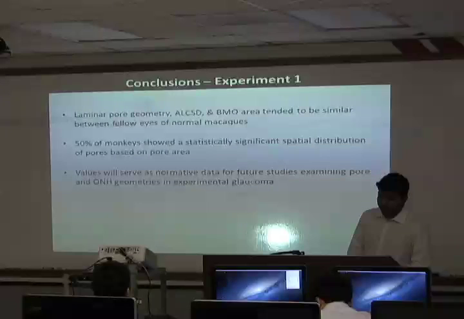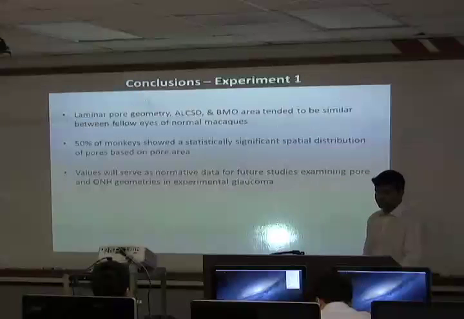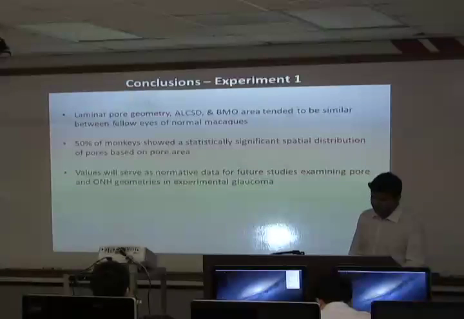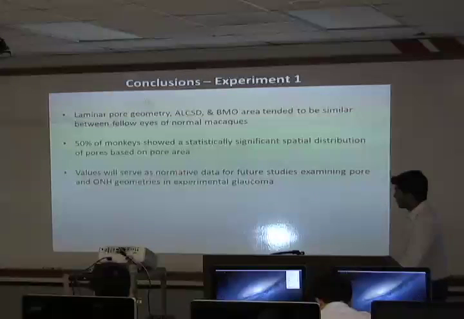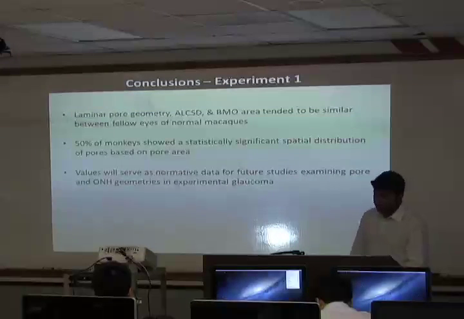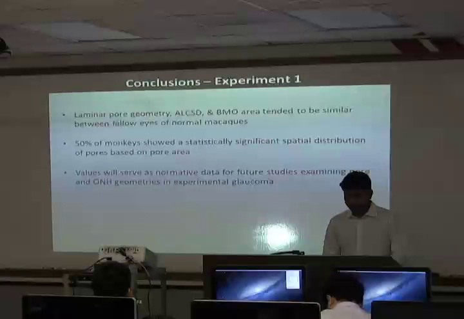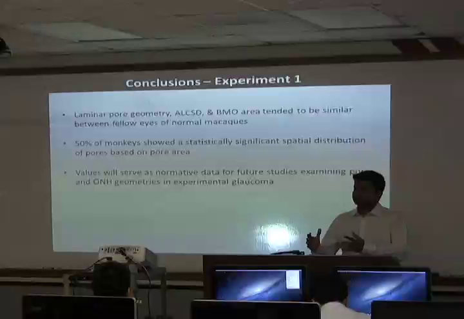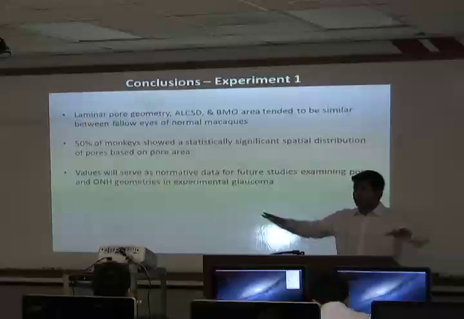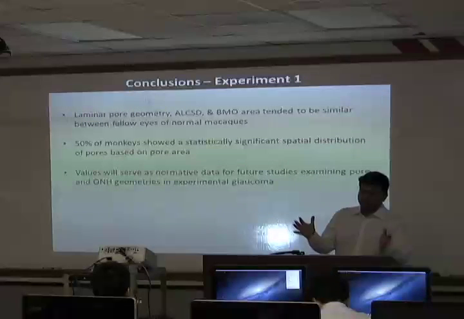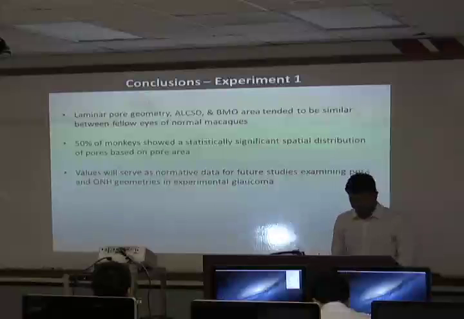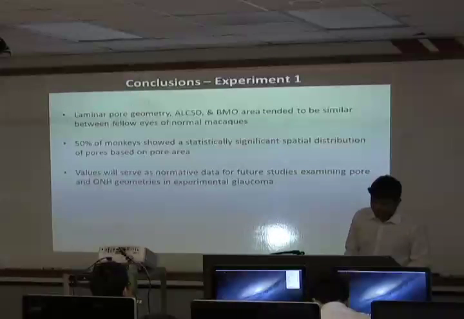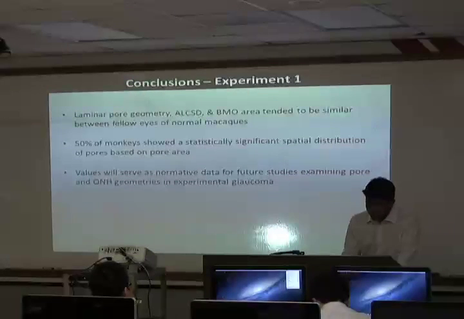Coming to the first experiment, the laminar pore geometry, the anterior laminar surface depth, and the BMO area are generally similar between fellow eyes in normal monkeys. 50% of the monkeys showed statistically significant spatial distribution of pores based on pore area. That means the pore area can be distributed all over the eye. There is no distribution which says that small ones are here and big ones are there. And these values will serve as normative data for future studies for experimental glaucoma.